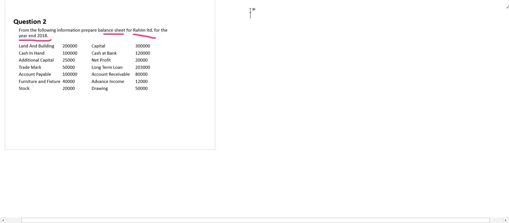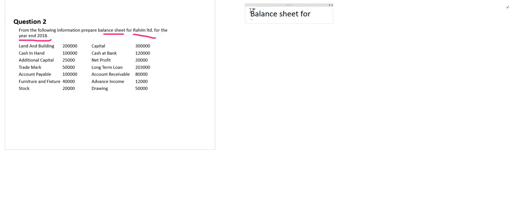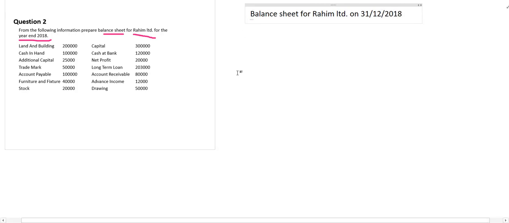So for example, balance sheet for which company? For Rahim Limited, balance sheet for Rahim Limited, on which date? On 31st December 2018.